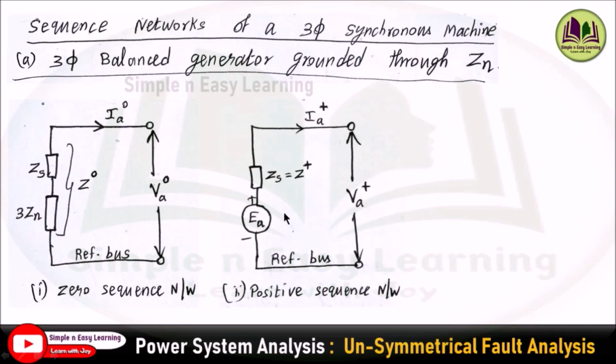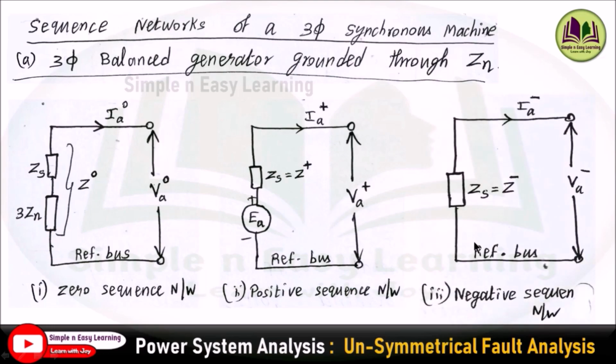Similarly for the positive sequence network, the generated EMF will be present only in the positive sequence network, followed by a positive sequence impedance, and the current is the positive sequence current IA plus, and VA plus is the positive sequence voltage. And in the negative sequence network there is no generated EMF, only the negative sequence impedance, current and voltage.